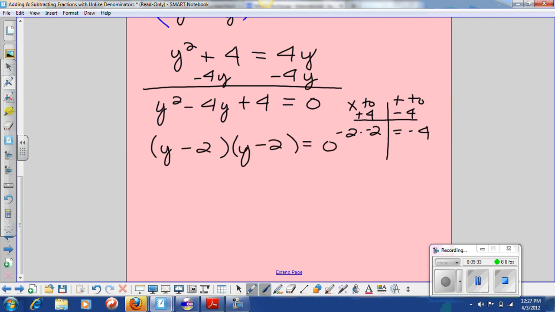Now, we're not done yet. Remember, we have to set each one equal to 0, but since they're the same, you only have to do it once. So y minus 2 is equal to 0. Solve for y, and your answer is y is equal to 2.